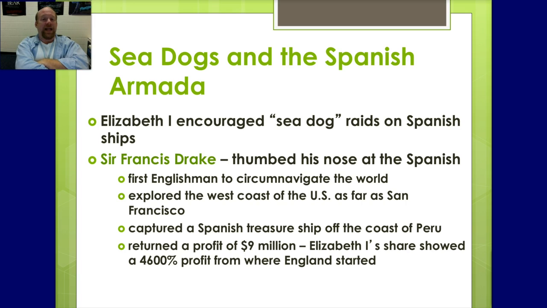4,600%. That's not a typo. 4,600%. That's not bad. Okay, so they're trying to get money to go sail away. We'll break off and go Christopher Cross on you. Start singing. Sail away. Okay, I'm not going to do it.